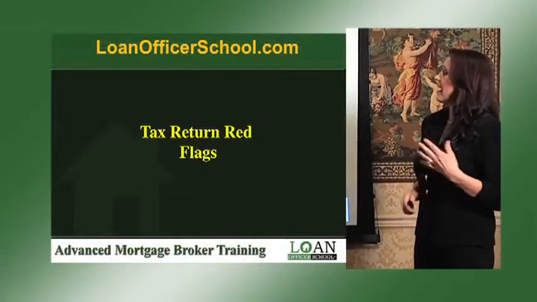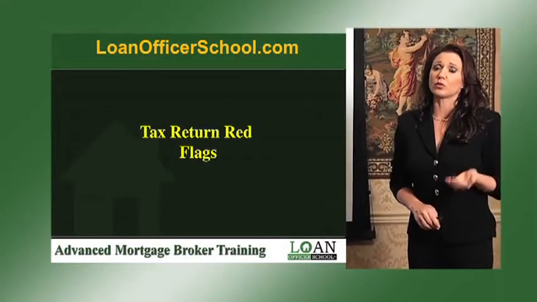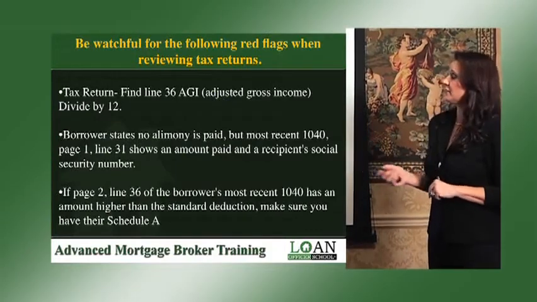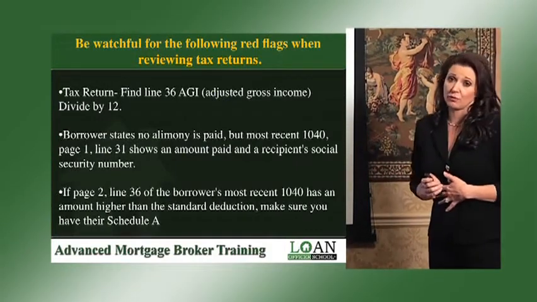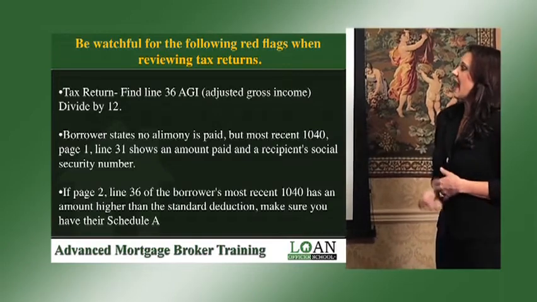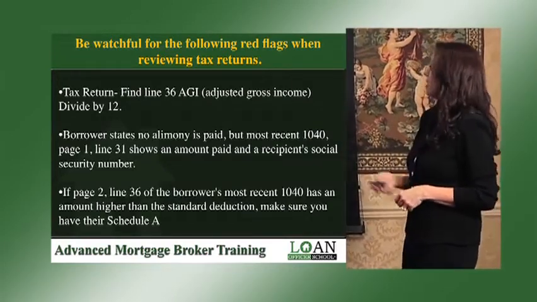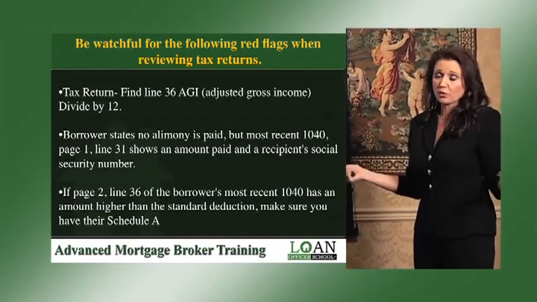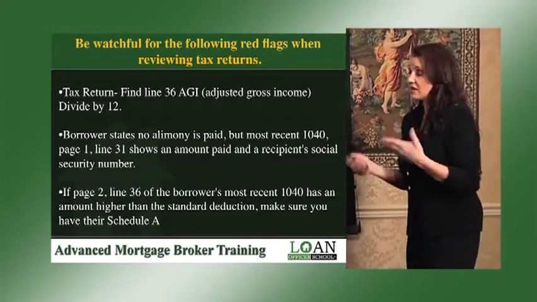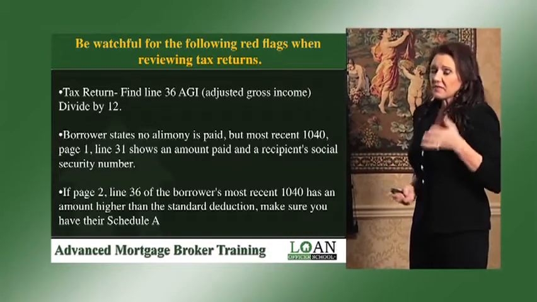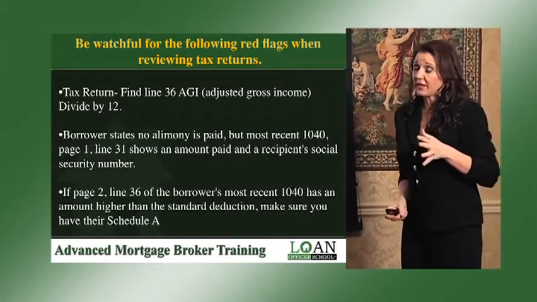All right, now that takes us to tax returns and red flags, things that you need to pay attention to. On an individual's tax returns, if they are self-employed, you're generally going to be looking at line 36, which is the adjusted gross income. You're going to take that number and divide it by 12, and that's going to give you the monthly income for that borrower.